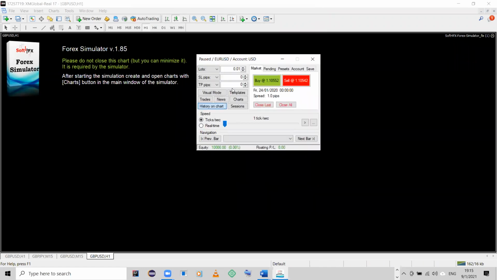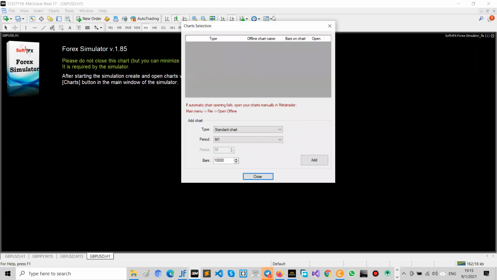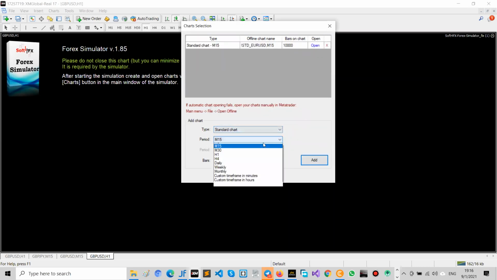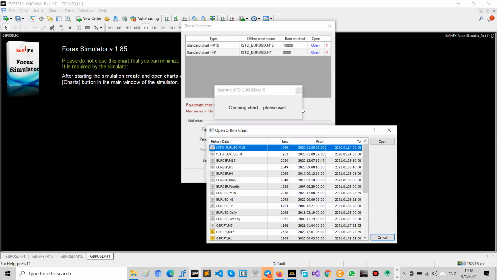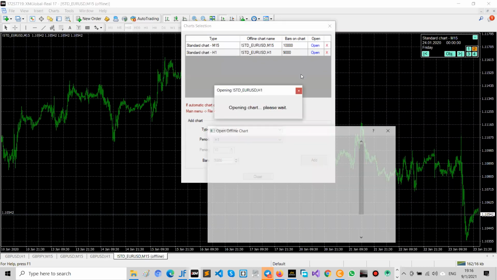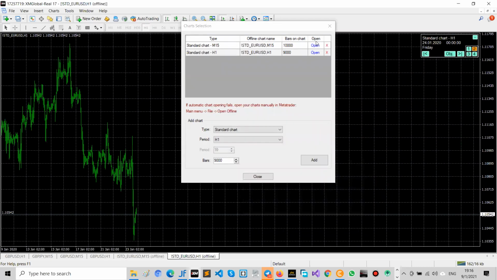So this is the simulation right here. So charts, my charts, the time frames that I want to be seeing. So it's for my strategy, BTMM. I need M15, I'm adding it, and I need 1 hour, and I'm adding it again. So open, then I open again. I've opened my two charts there, Euro USD.